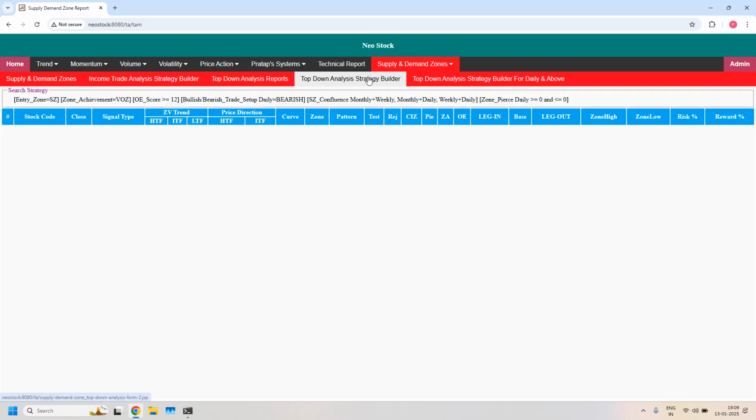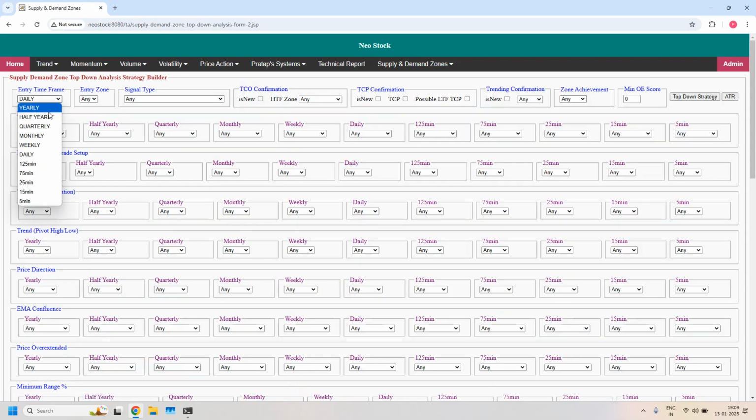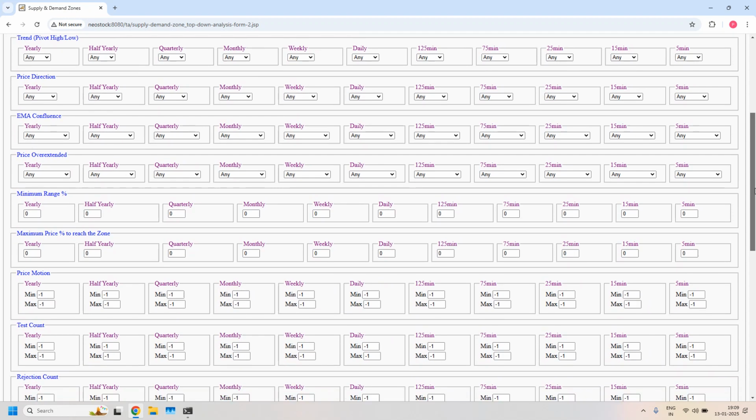Next one is a bullish trade setup, weekly income trade. Entry time frame is 75 minutes. Entry zone is a demand zone. In bullish or bearish trade setup at 75 minutes time frame, I am selecting bullish. These 75 minutes demand zones should not be pierced.